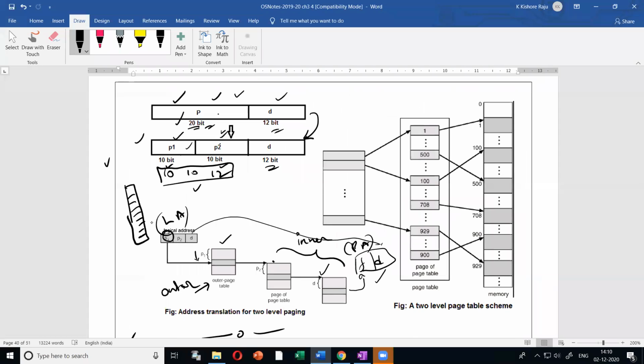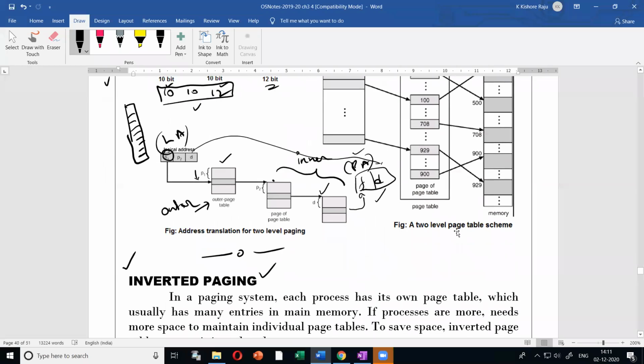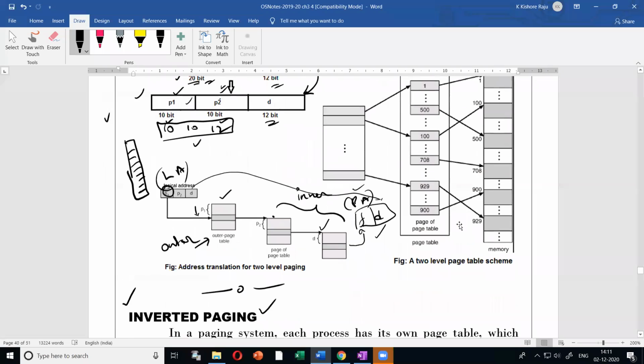Then with the P1, first I will go into the outer page table. Then the outer page table will return the next page table's address. Then with the P2, I will enter into the second page table. In that second page table, it returns the frame number. Then with the help of the offset, I can identify the frame and the offset, and it will generate the physical address. So this is the two-level page table scheme.